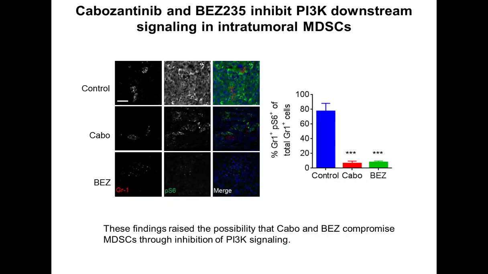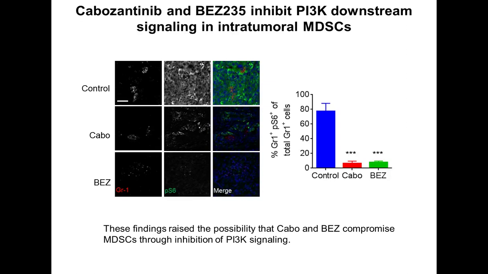So we want to validate the results by doing a staining for the MDSC markers, together with a marker for PI3K downstream activity, like a surrogate marker. Here we use phospho-S6 as a marker for active PI3K signaling. As you can see on the quantification result on the right, the percentage of MDSCs that are positive for phospho-S6 was reduced dramatically by either cabo or BEZ treatment.